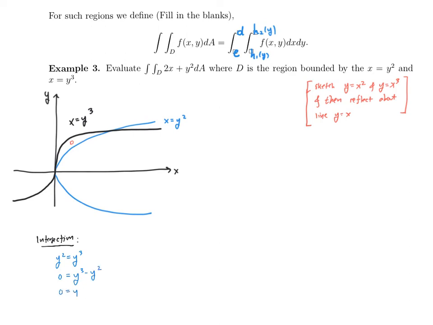Or you could factor out a y squared, and this would imply for us that y is 0 or y is equal to 1. So y equals 1 would correspond to that upper point of intersection. And note, we do not need to know the actual point, which is 1, 1. It's just the y coordinate that's going to be useful.